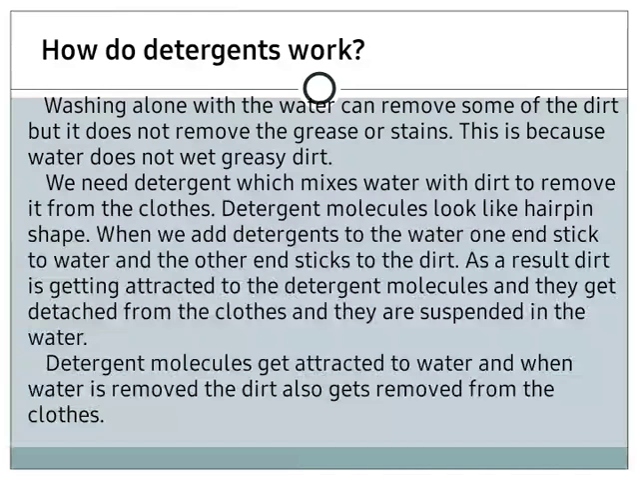Detergent molecules look like a hairpin shape. When we add detergents to the water, one end sticks to water and the other end sticks to the dirt. As a result, the dirt is attracted to the detergent molecules, they get detached from the clothes and they are suspended in the water. Detergent molecules get attracted to the water and when water is removed, the dirty particles also get removed from the clothes.